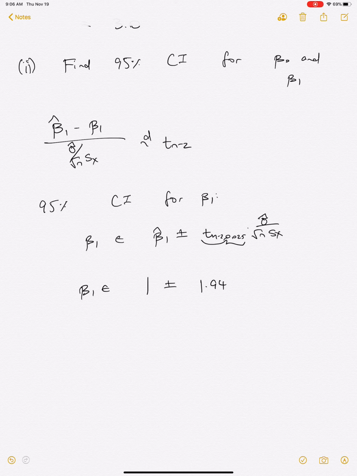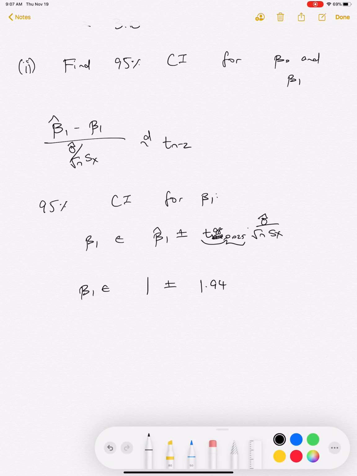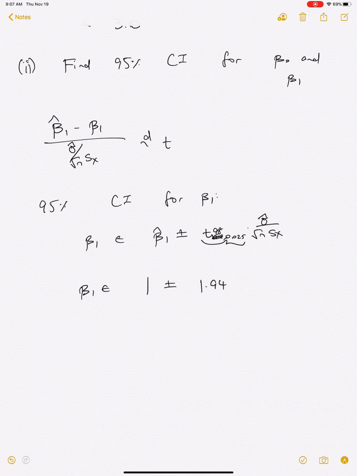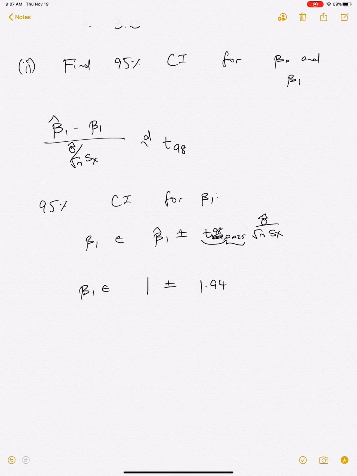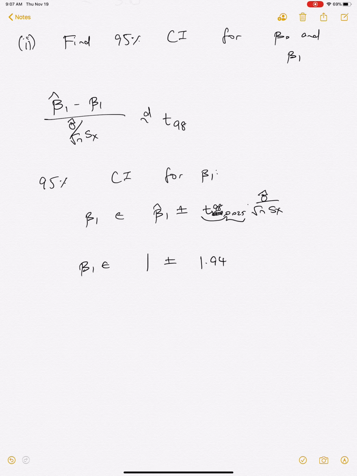In some sense, this should be a 98 here. So t98 0.025. So I'll just make that explicit here. This is going to be t98. When n is that big, the t and the normal are very, very close. So as n gets bigger and bigger, t starts to look more and more like a normal distribution. So the normal table will probably give you pretty accurate results in this case.